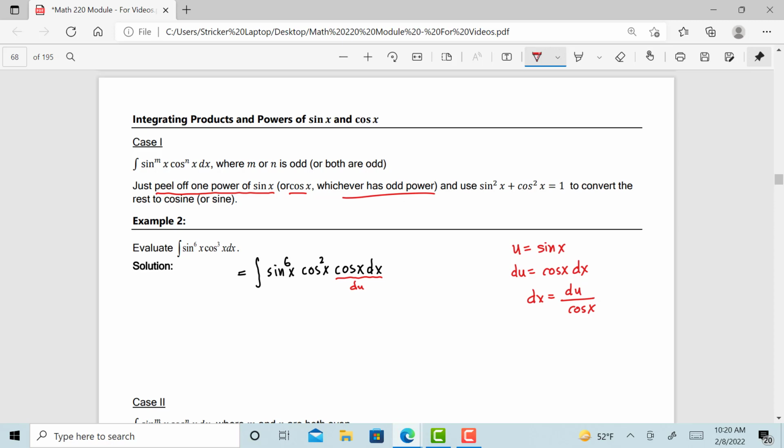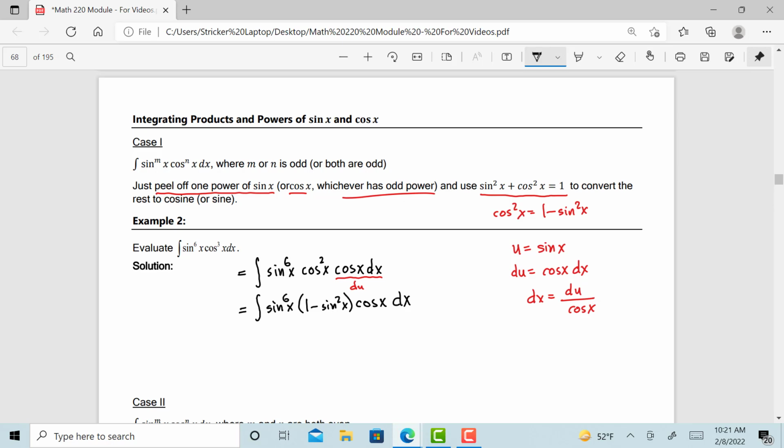And then since du involves cosine, everything else needs to be in terms of sine because that's what we're going to let u be. So this cosine squared x is a problem, but remember, we just use our trig identity. Our trig identity says that cosine squared x is going to be 1 minus sine squared x. So we're going to go ahead and rewrite this one more time before we make our u substitution. We can say this is the integral of sine of x to the 6th power times 1 minus sine squared x, and then we have cosine of x dx.